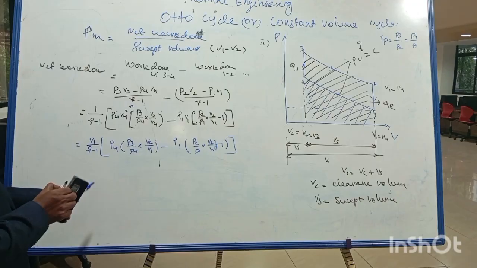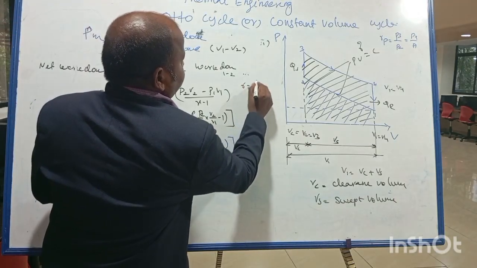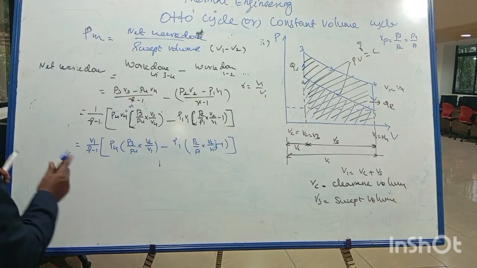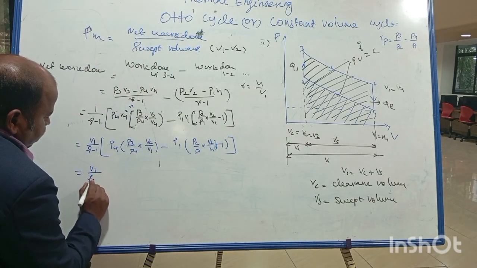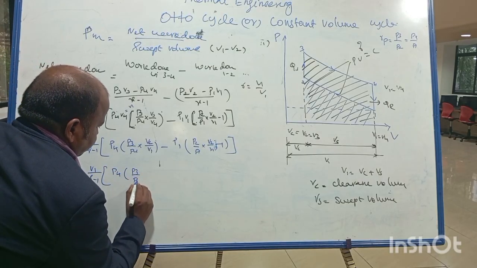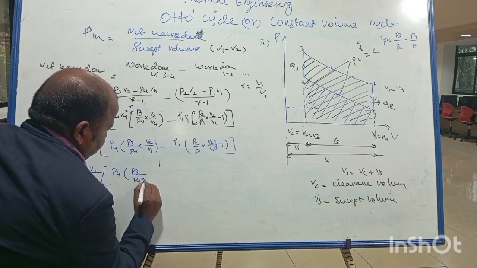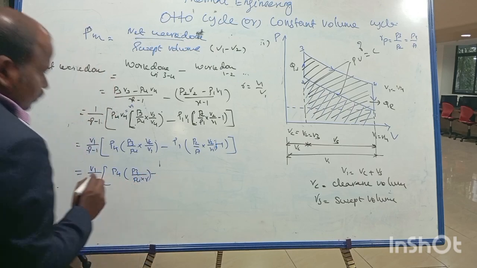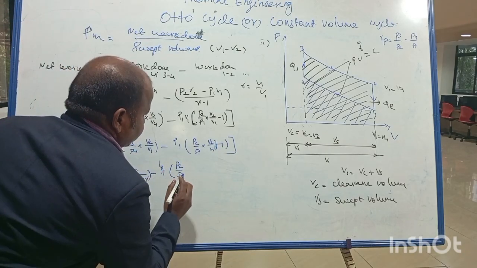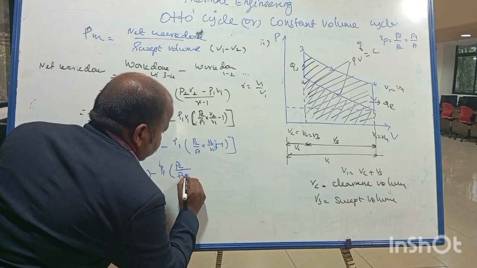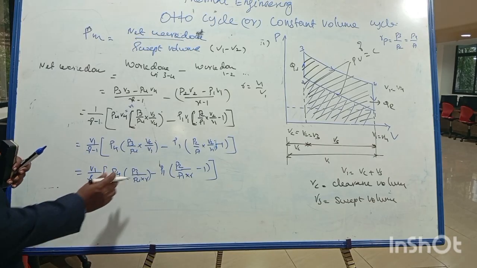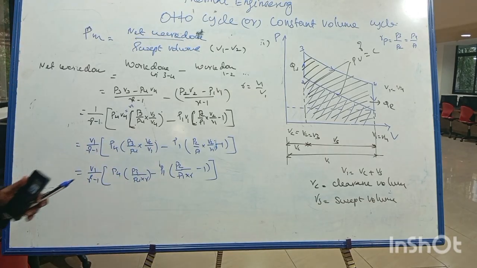Now you know very well, the compression ratio R is equal to V1 by V2. Here we have V2 by V1, so I am going to write 1 by R. That is V1 divided by gamma minus 1 into P4, P3 by P4 into 1 by R, minus P1 into P2 by P1, this V2 by V1 is again 1 by R, minus 1. Now we have two terms, that is P3 by P4 and P2 by P1, so I am going to simplify this one.